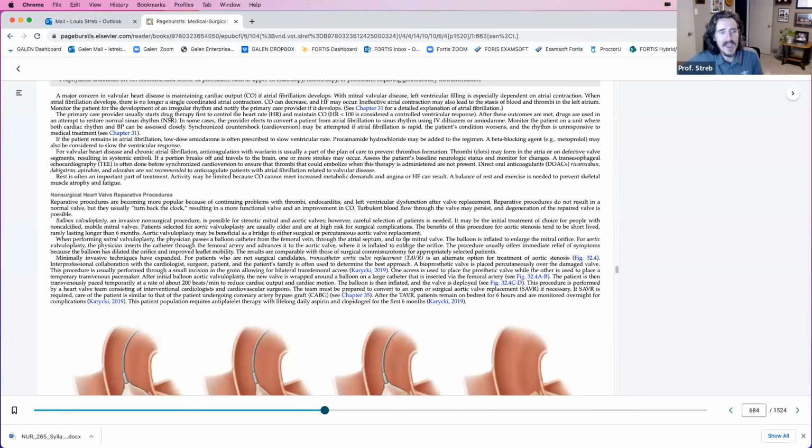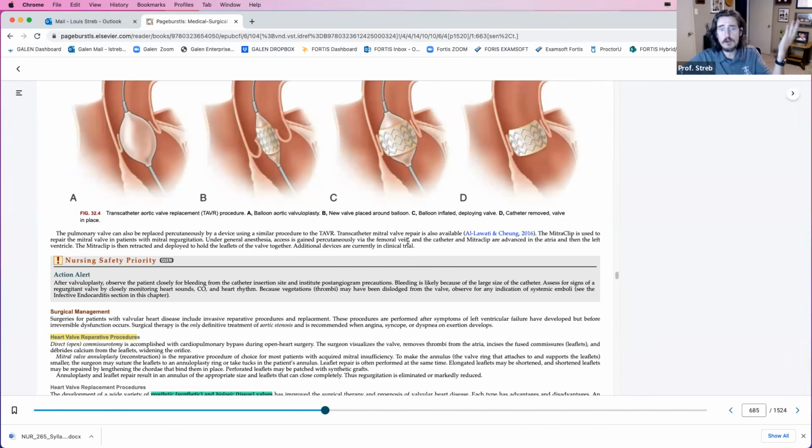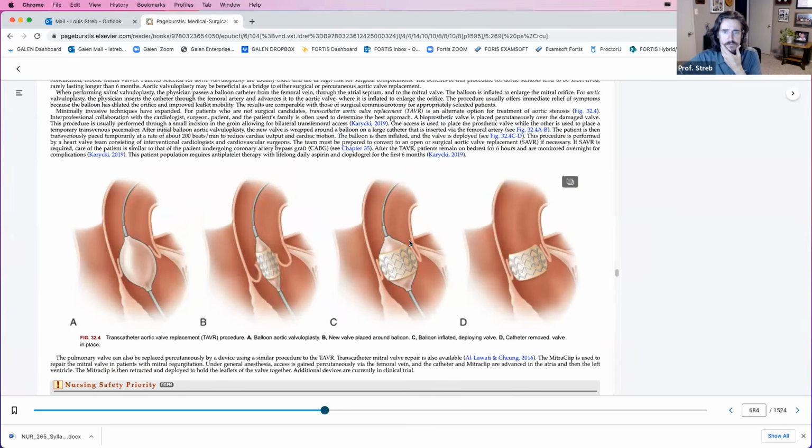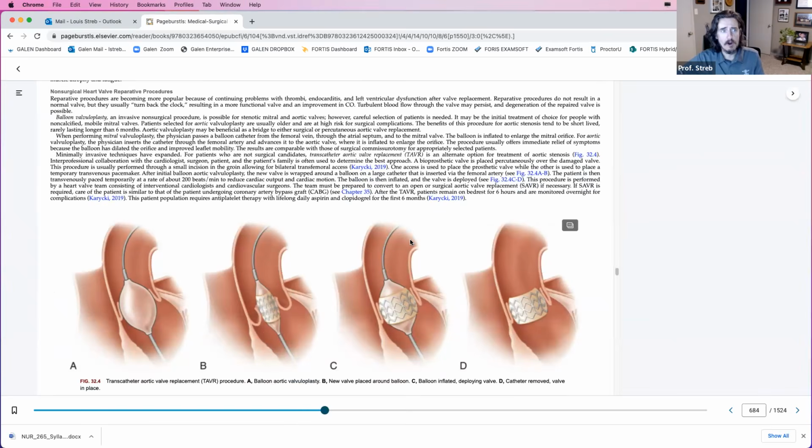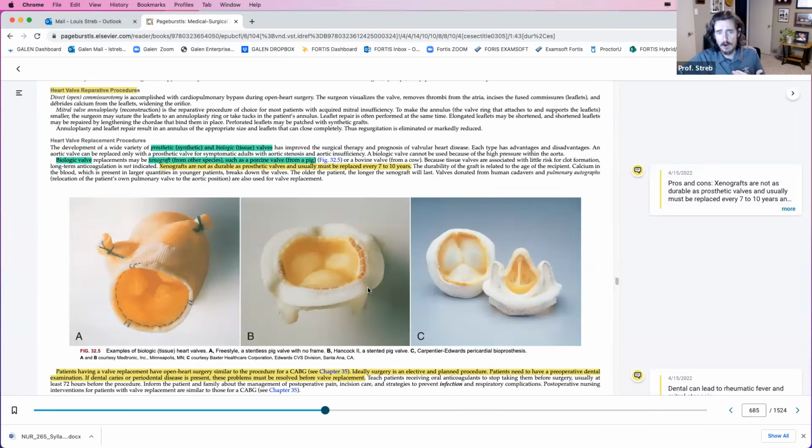So what happens when you have a valve that goes bad? What can you do for the bad valve, y'all? You tell me what you think you can do with it. Replace it. That's pretty much it. So there are options. There are non-surgical heart valve options where you don't have to go in and do open heart surgery. And there are ones where you do open heart and you replace valves.